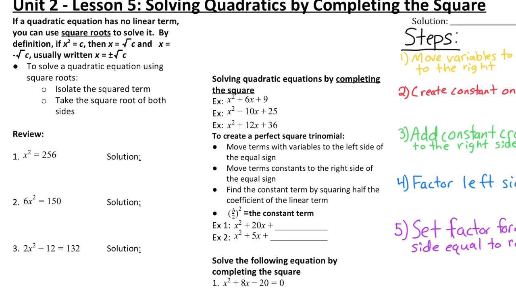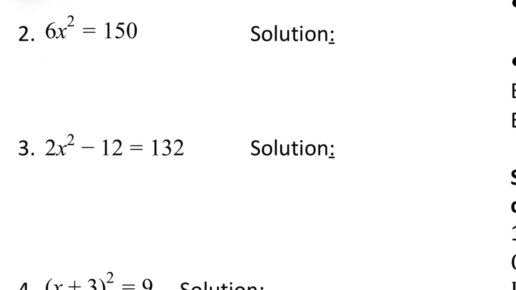So for lesson 5, we are solving by completing the square. As a review, let's solve a few equations by taking the square root of both sides. It kind of gives us a review of the steps right here: isolate the square term or terms, then take the square root of both sides to get it by itself. So let's look at number 2.